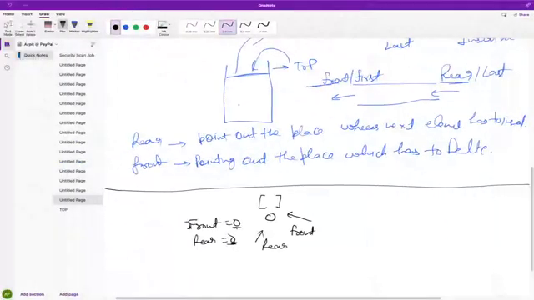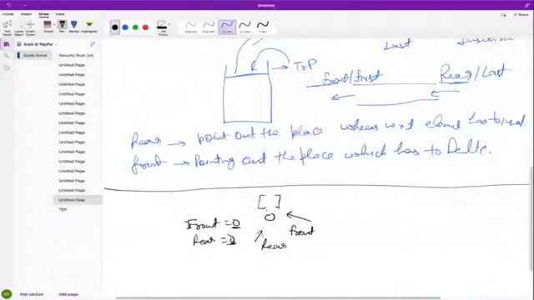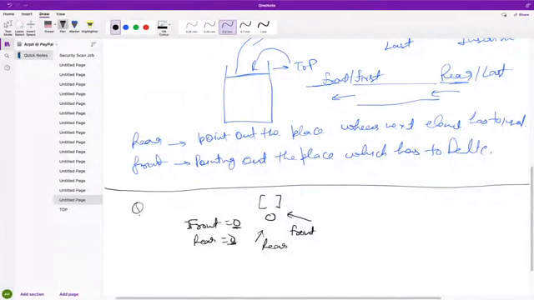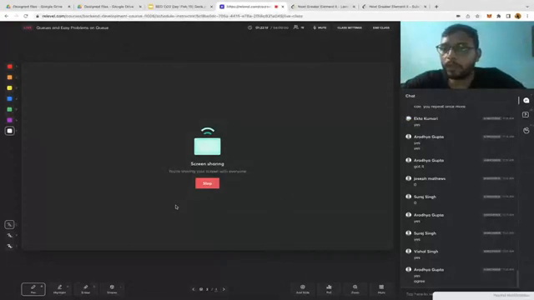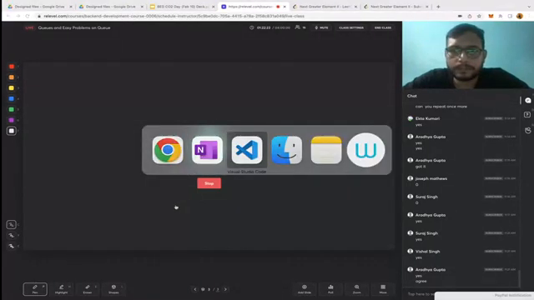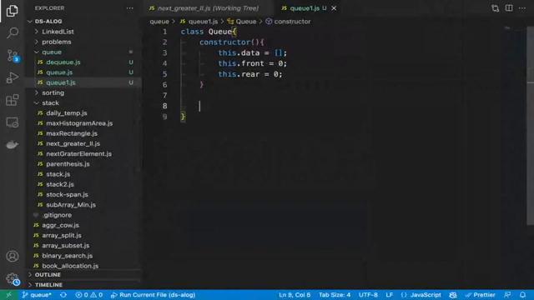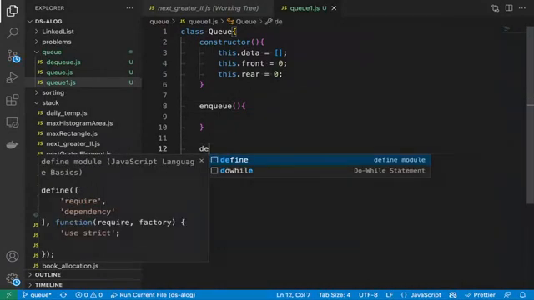Okay, so let's move further, guys. So this is the initialized queue. So we can say this is the queue, correct? Now the queue should have some default operations, right? The default operations are enqueue for inserting, and then dequeue.